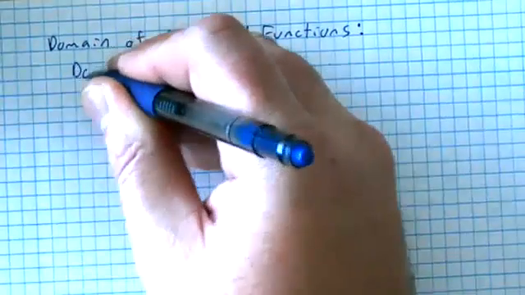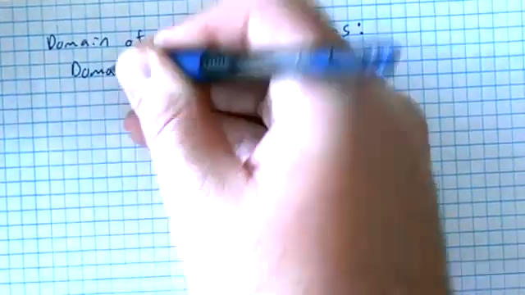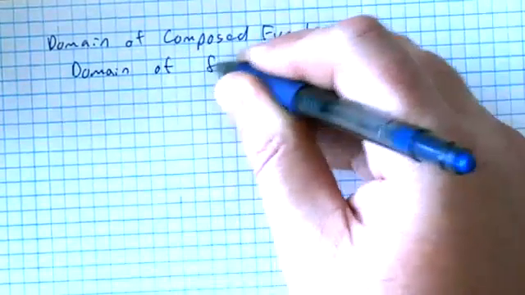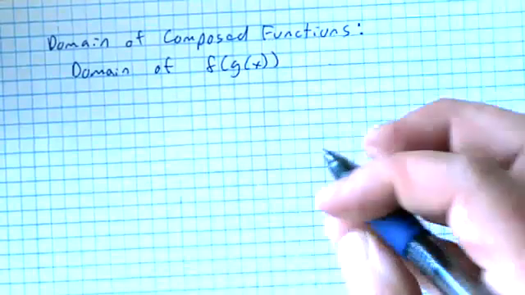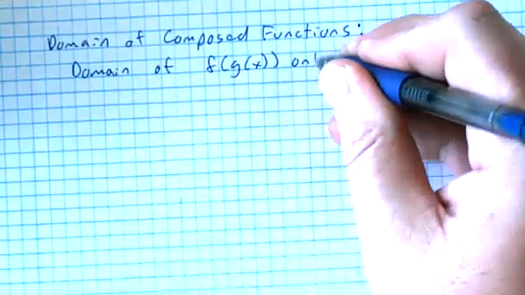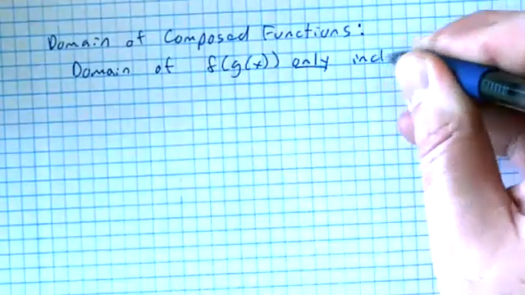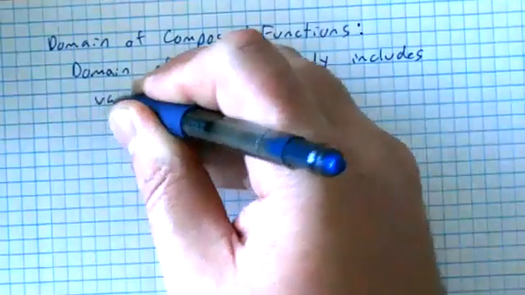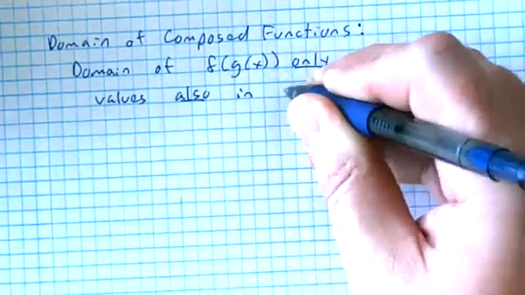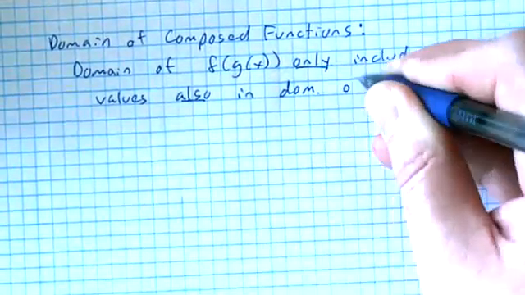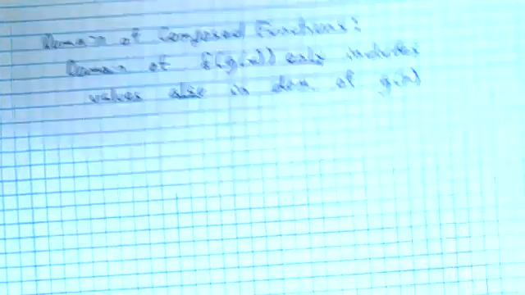So what I need you to know is that the domain of f of g of x only includes values also in the domain of g of x. So you've got to look at that inner function.